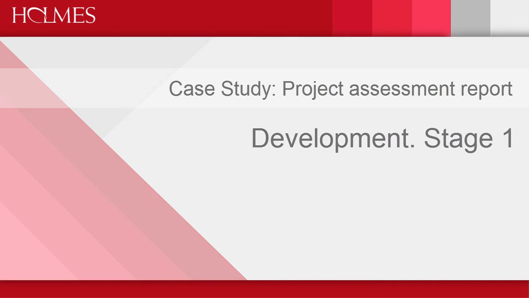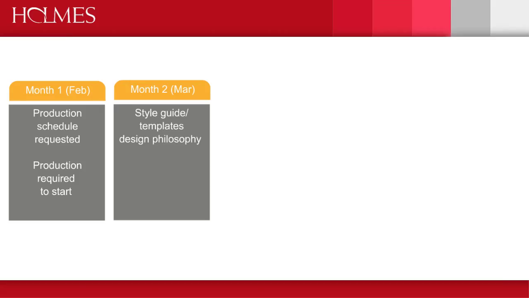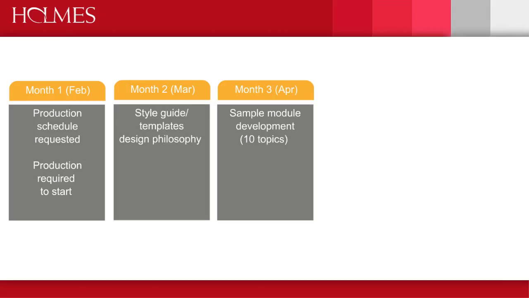This is broken down into months. We had a later than expected start in February. At the start, a production schedule was requested, and production was required to start straight away to make up for that late start. As we headed into the second month, the style guide and design templates were put in place. Also at this point, a general design philosophy was discussed and agreed upon. In the second and third month, we undertook production on the first module for our assigned development tasks.